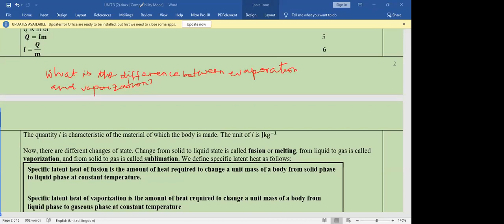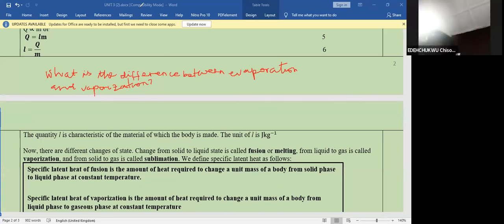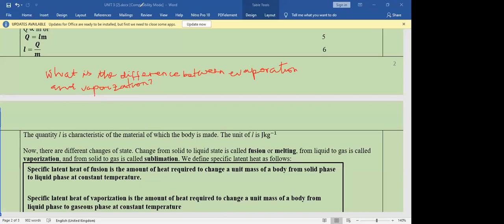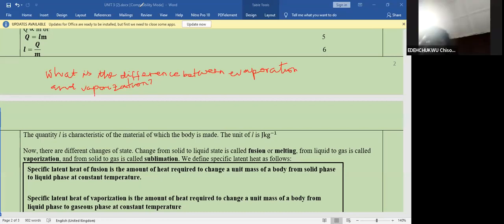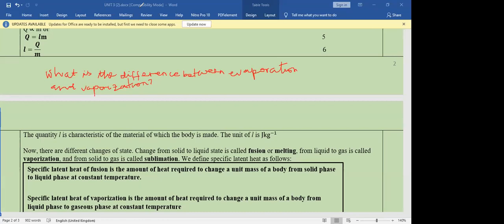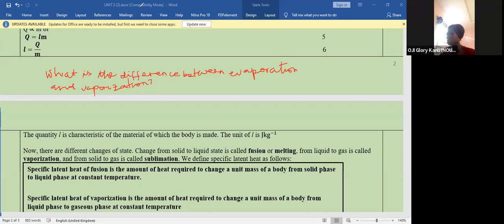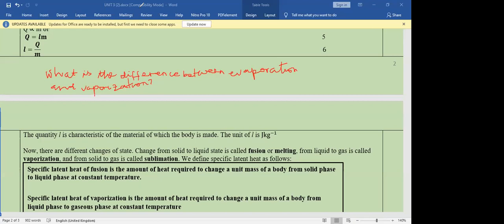Evaporation is converting matter from liquid to gas, while vaporization is converting matter from solid or liquid state to gas state.